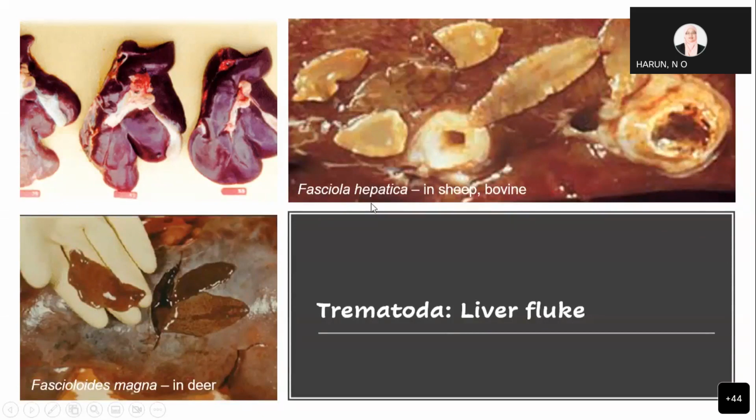This is Fasciola hepatica in sheep and also bovine. See, they are invading the rest of the liver. This is Fascioloides magna in deer. This is how we see the group Trematode, the liver fluke. In the end, the sheep will usually die, and the same goes for the deer.